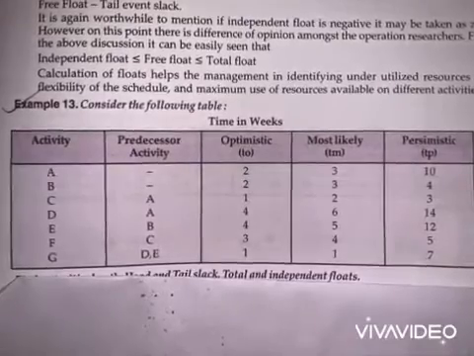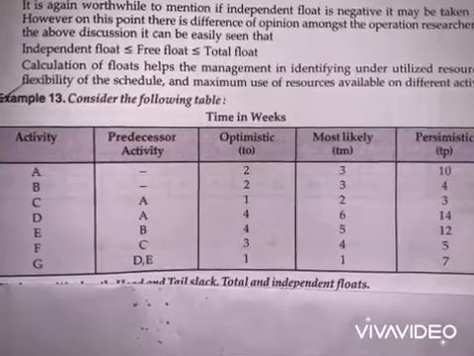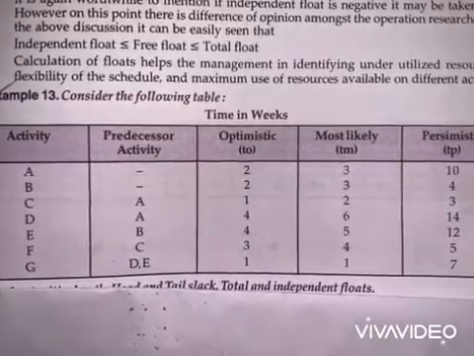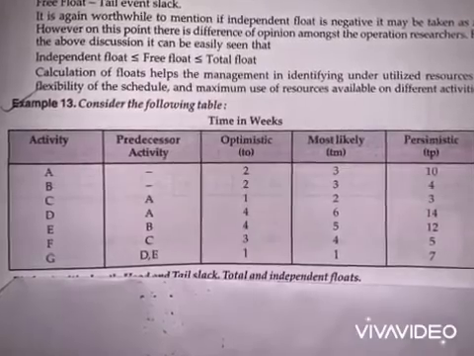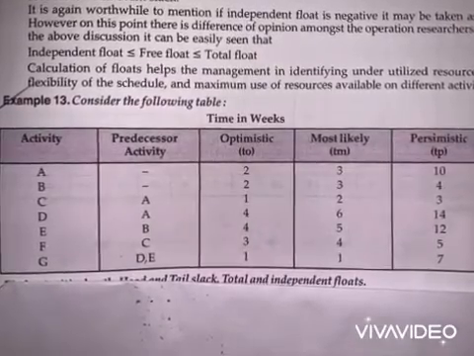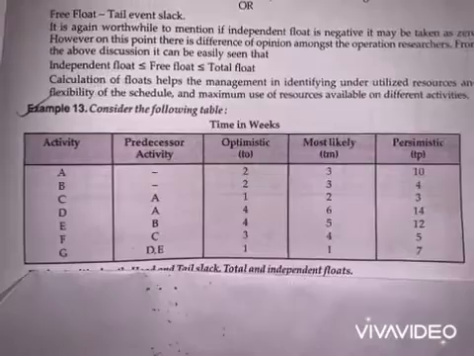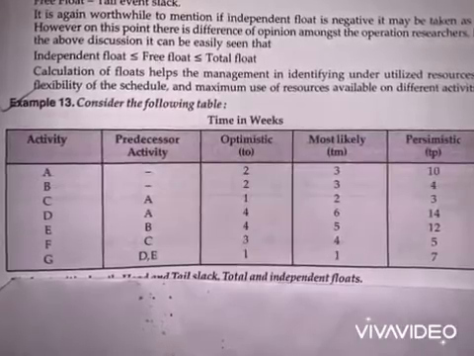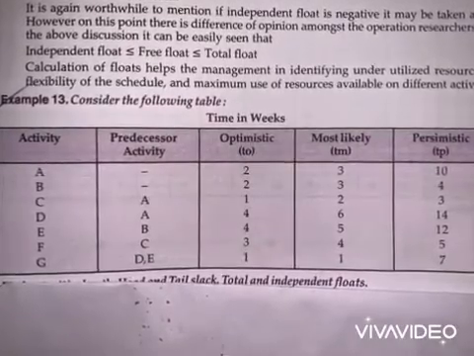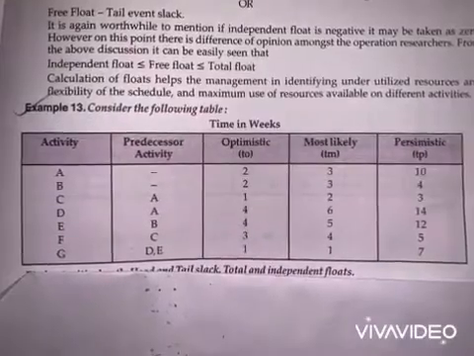Then we have most likely time. It is a time an activity is expected to take most often when it is repeated under similar circumstances. So chances are high of having most likely time. Then pessimistic time is the time an activity would be taking assuming unfavorable conditions. So chances are also less as compared to most likely time.